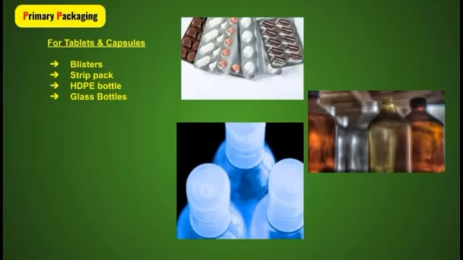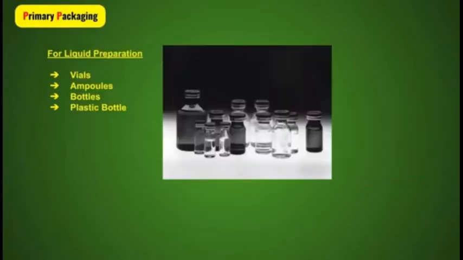This blister packaging is commonly used for unit dosage packaging. The materials used are PVC, polyvinyl chloride, which is most commonly used, and PVC or polyethylene, polystyrene and polypropylene. For added moisture protection, polyvinylidene chloride is used.